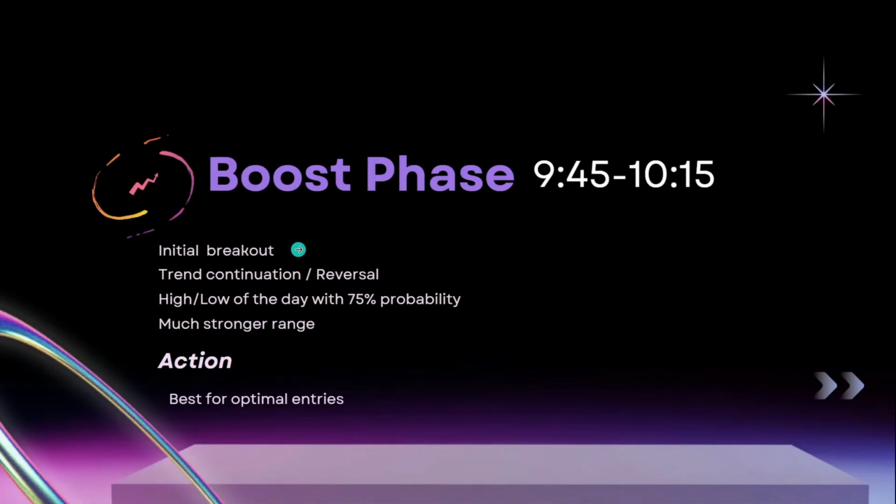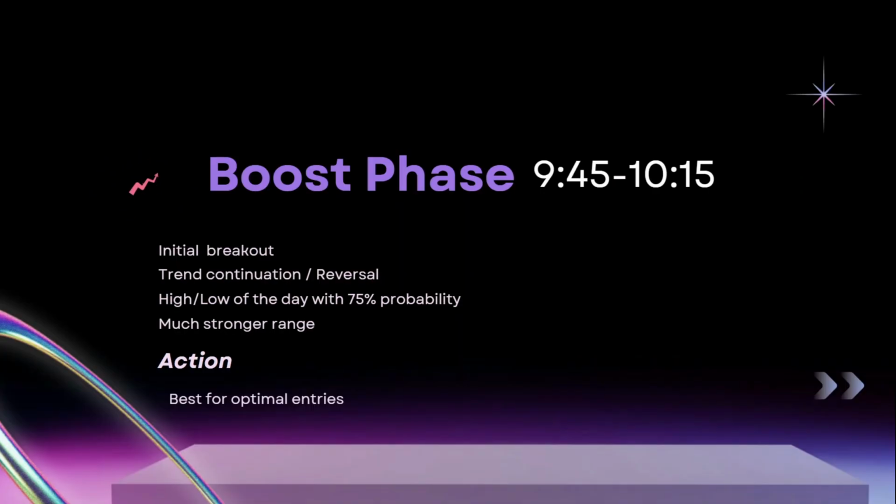This is where an initial breakout happens from the first 30 minutes, a trend continuation, or sometimes a reversal also happens, and the high or low of the day occurs with a 75% probability. This is where the big players are making their stand, and a much stronger range will be formed here. If a breakout happens from this range, that is going to be more trustworthy than the first 30 minutes itself. This is best for optimal entries.